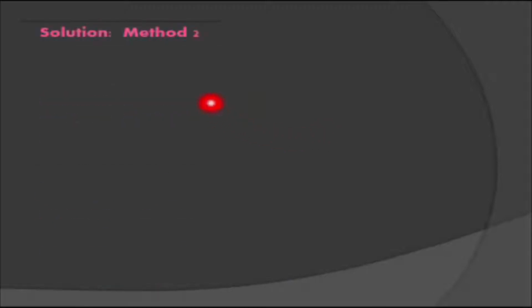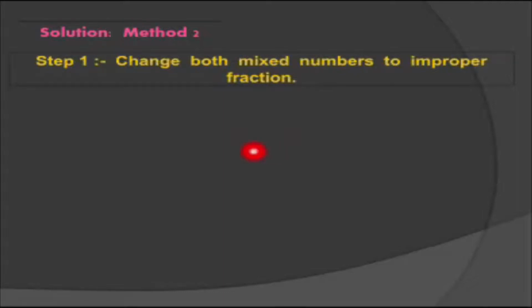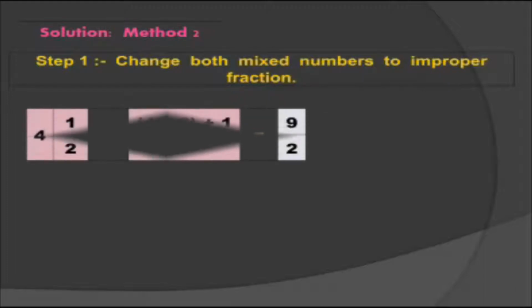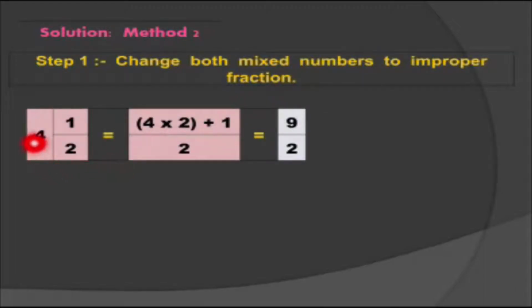Now method 2. First we need to change both mixed numbers to improper fractions, right? So 4 and 1 by 2 is equal to, here we are changing this mixed fraction into an improper fraction. For that, as we already explained, we need to multiply the whole number by the denominator. So we are multiplying 4 multiplied by 2, and now we will add the numerator 1. 4 twos are 8, 8 plus 1 is equal to 9. So the answer will be 9 by 2, right?